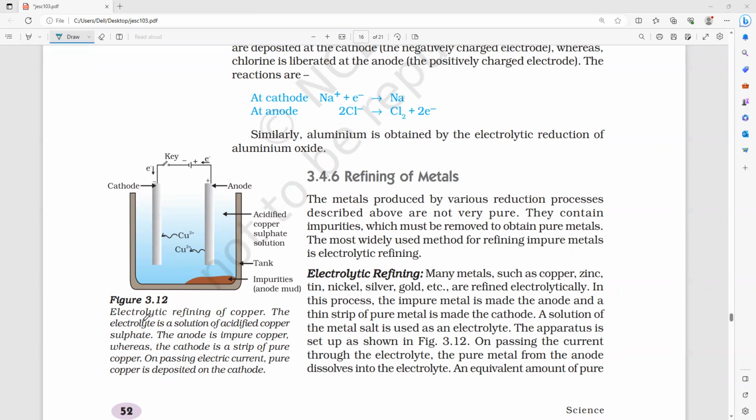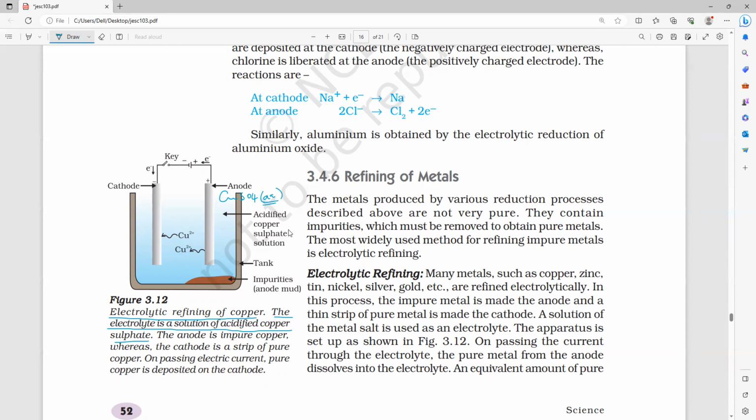So for that only, electrolytic refining of copper will use it. So here, what is the electrolyte? Everybody read. The electrolyte is a solution of acidified copper sulfate. Solution of acidified copper sulfate is the electrolyte. What is the formula of copper sulfate? Anybody can tell? Copper sulfate, CuSO4.